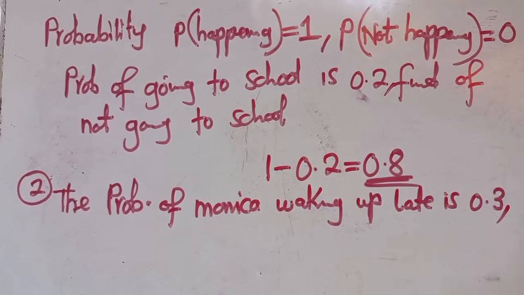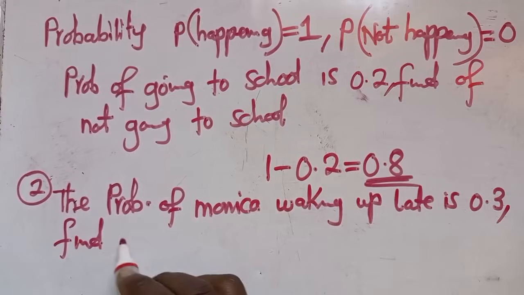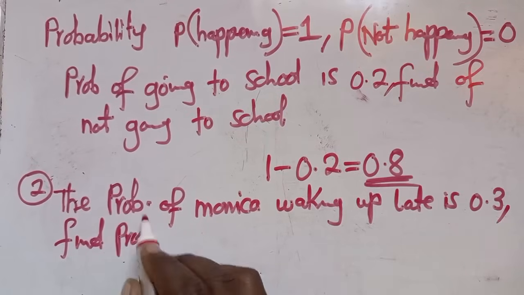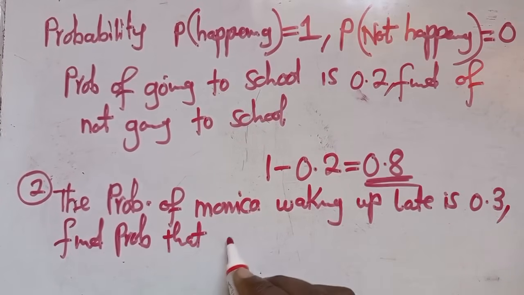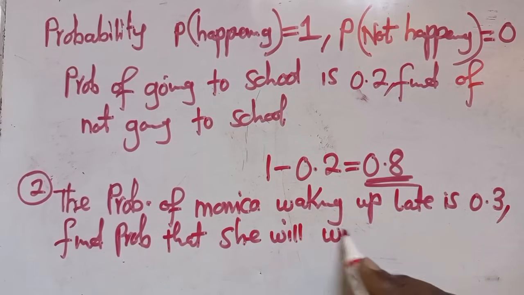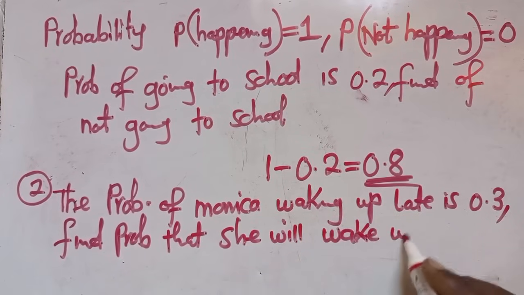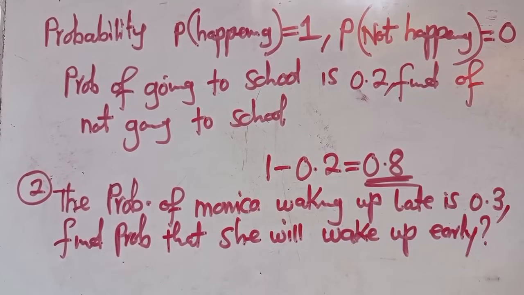Then they're telling you to find what is the probability that she will wake up early. Find the probability that she will wake up early. This is a question. So how can we answer this question?